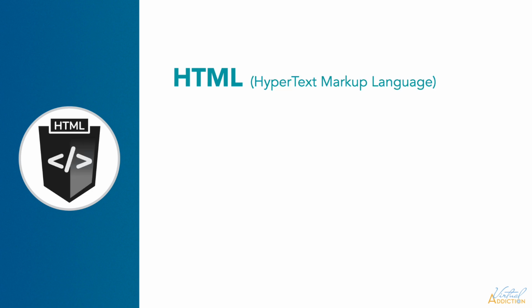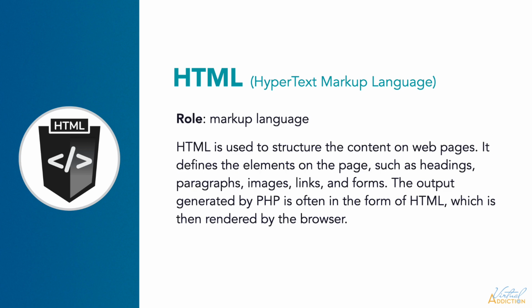HTML, which stands for Hypertext Markup Language. Its primary role is a markup language. We use HTML to structure the content on the web pages generated by WordPress. It defines the elements on the page, such as headings, paragraphs, images, links, and forms. The output generated by PHP is often in the form of HTML, which is then rendered in the browser.